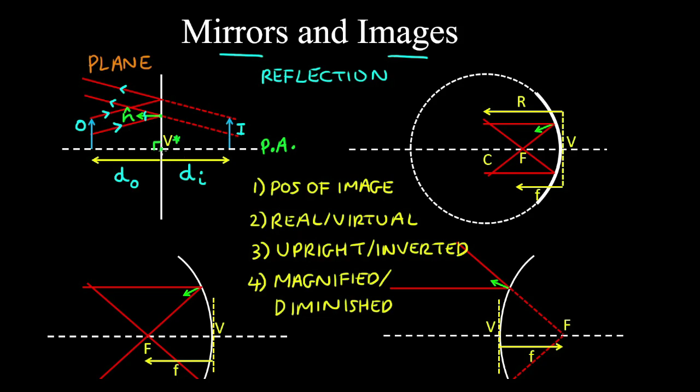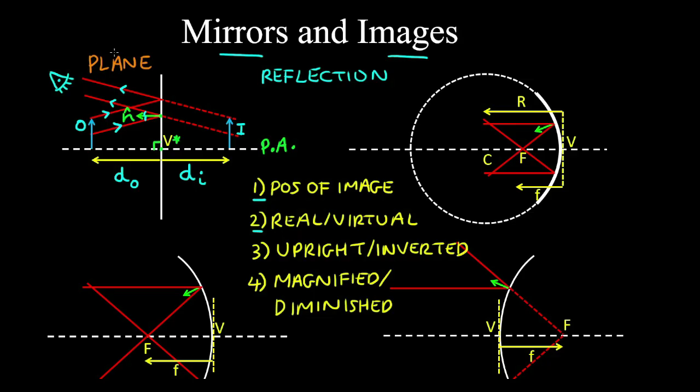So the distance from the mirror to the image is the same as the distance from the mirror to the object. And here the image is virtual because we perceive it as appearing behind the mirror. So it's not a real image. So essentially, if we see these rays that are reflected from the mirror, we perceive the image being behind the mirror.